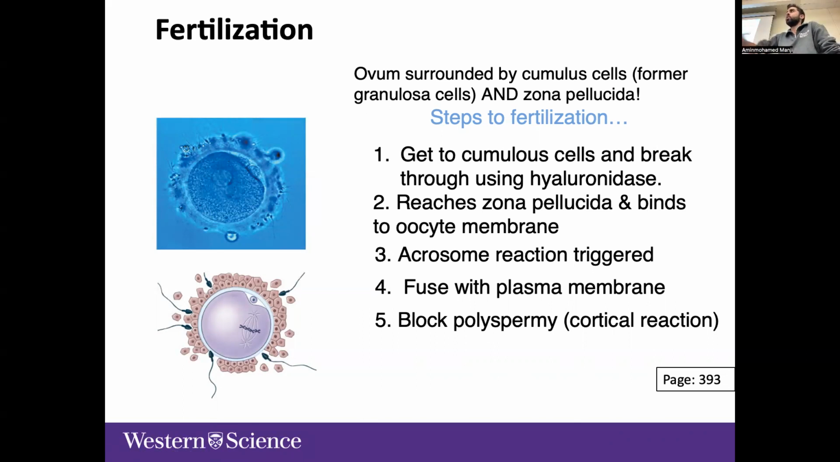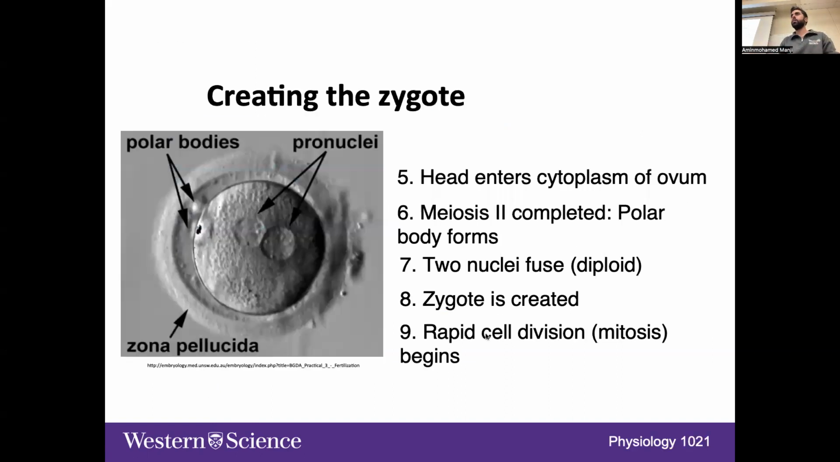Again, you do not want to have too many copies of chromosomes. You want to have 23 single strands of chromosomes from the sperm and 23 single strands of chromosomes from the egg to get you your 46 chromosomes. Okay, so the sperm head enters the cytoplasm. That is then when meiosis 2 will complete. And then the nuclei, the 23 chromosomes from dad and 23 chromosomes from mom, come together. And that is then what leads to the zygote.